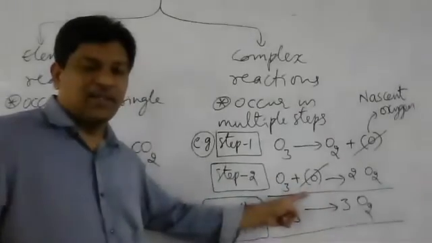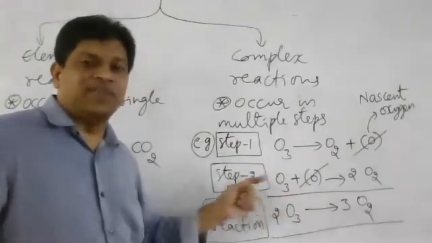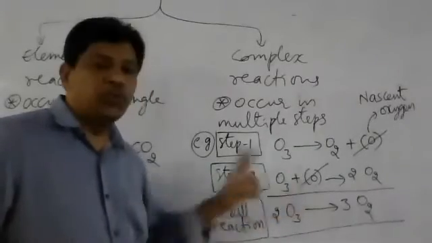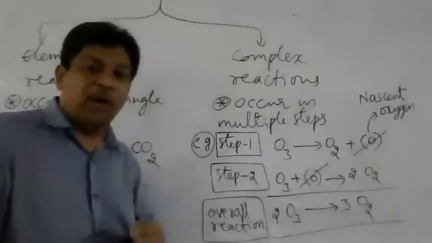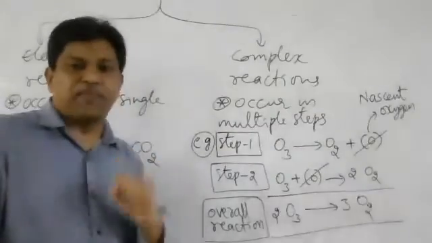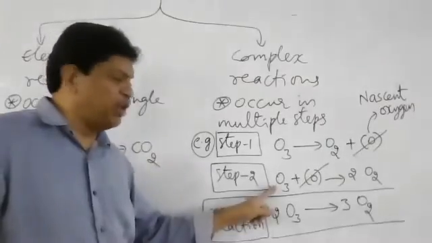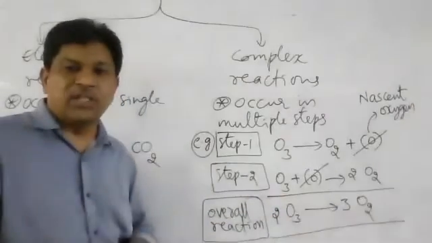Now in the second step, if you observe, one molecule of ozone is there and one atom of nascent oxygen is there. So nascent oxygen is one species and O3 is one species. How many species are involved here? Two. That's why the second step is a bimolecular step. What is the molecularity of the second step? Two.